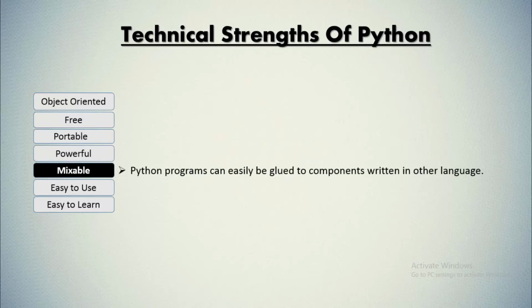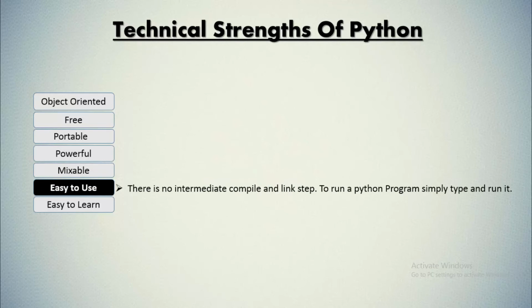Now, what do we mean by its next strength, which is being mixable? It means that Python programs can easily be glued to components written in other languages in a variety of different ways. For example, Python's C API lets C programs call and be called by Python programs flexibly. That means you can add functionality to the Python system as needed and use Python programs within other environments or systems. The next feature is its ease of use.